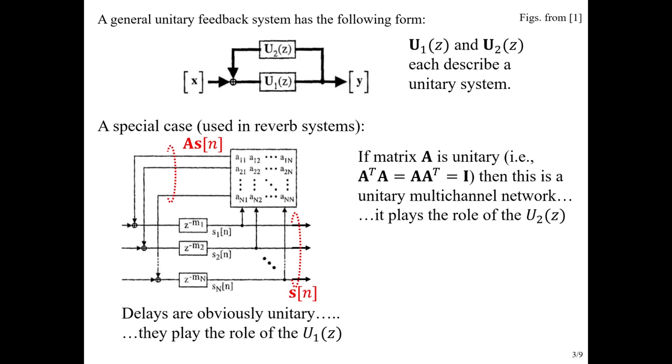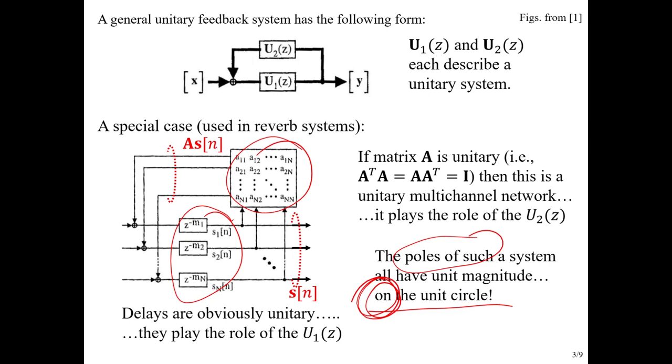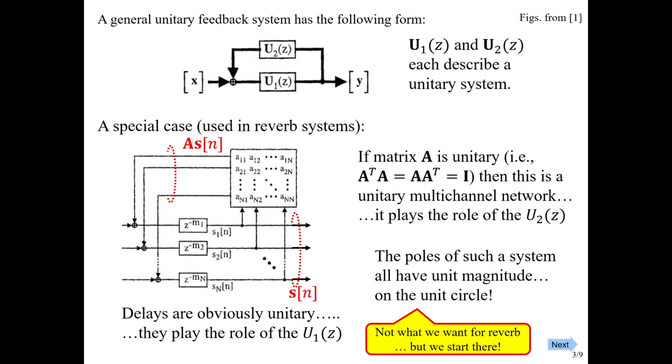So this matrix A plays the role of U2 of Z, although there is no Z dependence. So it's just like a coefficient multiplication in a regular filter. Turns out, if we analyze this, because this is unitary and this is unitary, the poles will end up being on the unit circle. So that's an important thing to remember. But that's not what we want for reverb. But this is where we're starting.